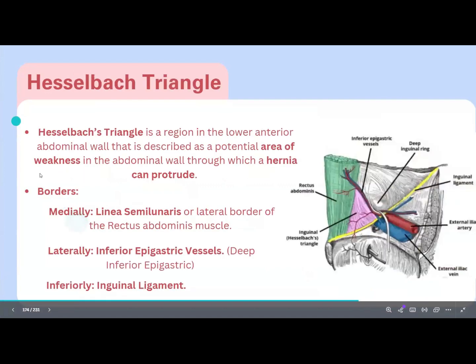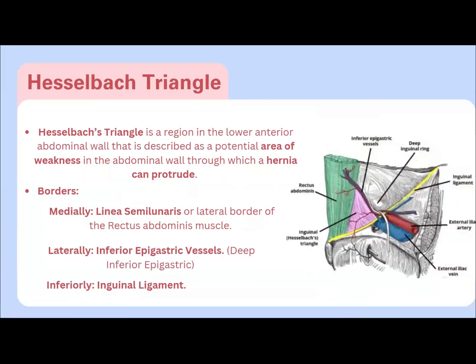What do I mean by this? We have the vessels right here. If it is medial to them, inside of the triangle, then it will be a direct or indirect hernia? If it's inside of the Hesselbach triangle, is it direct or indirect? Direct, okay. If it is lateral to the epigastric vessels, it will be indirect.